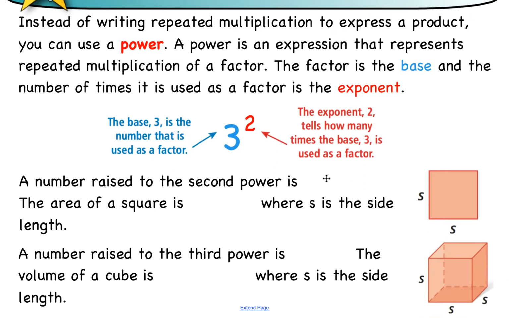So some other terms that you should be familiar with, some vocabulary. A number that's raised to the second power has a special name. We say that it is squared. And we call it squared because the area of a square is a side times a side, or a side to the second power, where s is the side length. A number raised to the third power is called cubed, and that's because the volume of a cube is s times s times s, or s to the third power. So s is the length of the side again. So anything to the third power we say is cubed because of the volume of a cube. And anything to the second power is squared. And that's where that comes from.